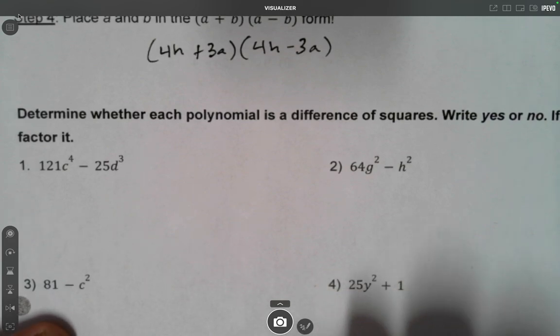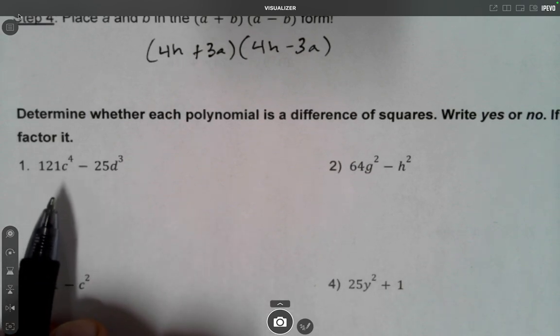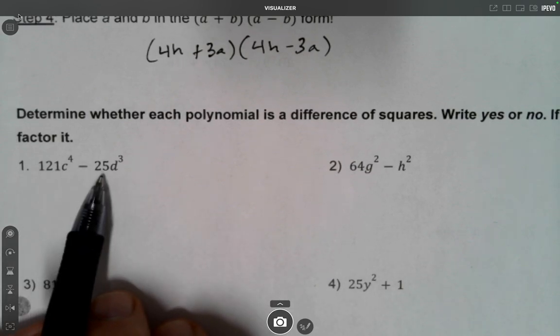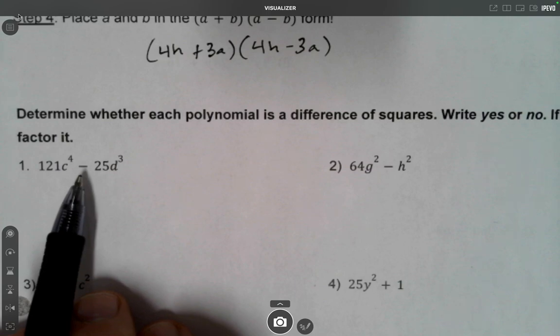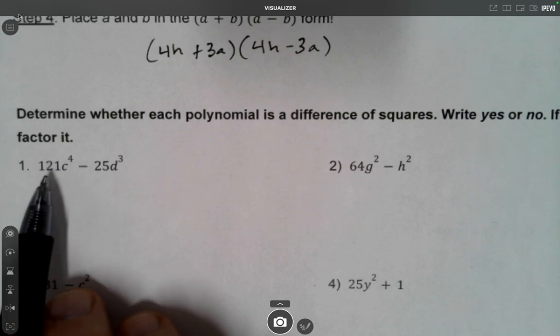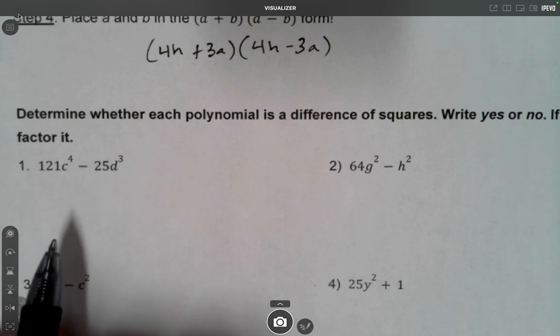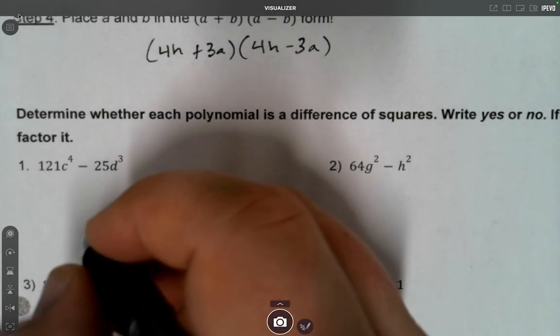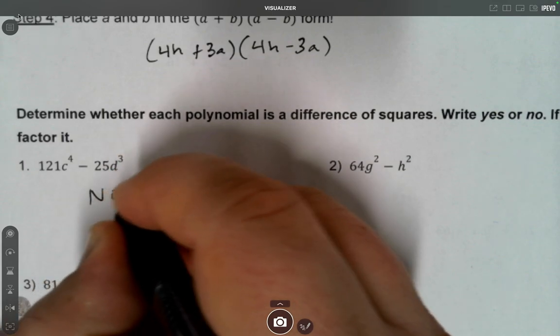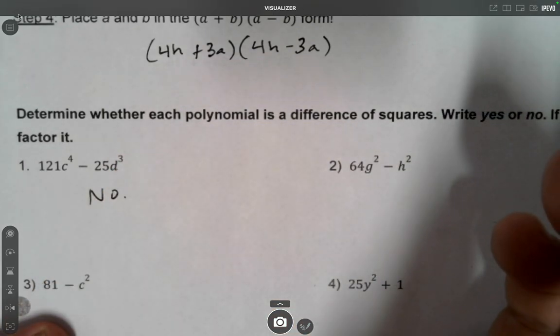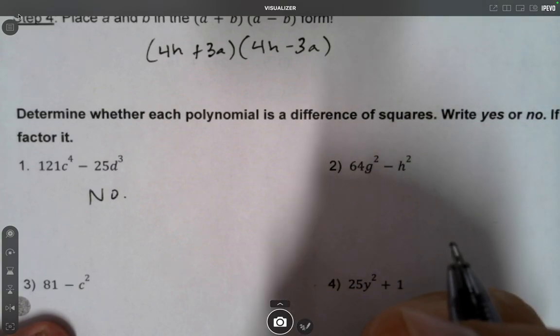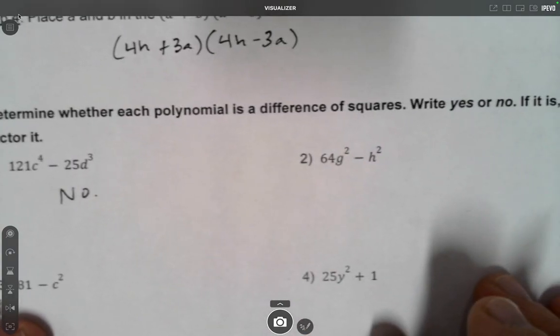We'll walk through the same questions on these. So is it a difference of squares? Well, yes, that's two terms. Yes, it's subtraction. However, while 121, c to the fourth, and 25 are all perfect squares, d cubed is not. So we can just write no. We can't factor that using this shortcut. So we just say no and move on.